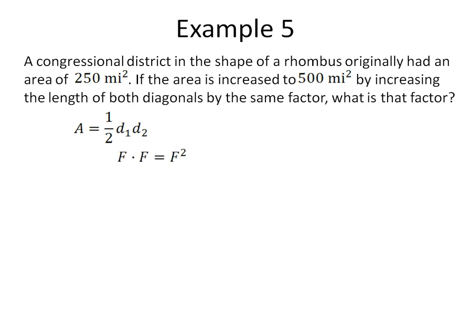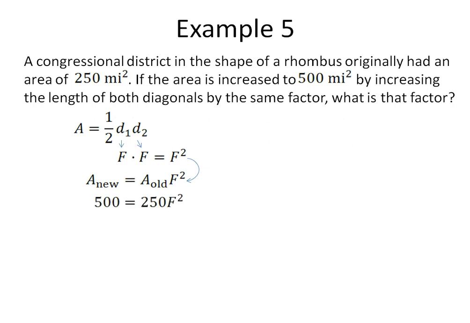So we put in our factors. So we want f and f because we're looking for that. So f times f is equal to f squared. Okay, 1 f comes from the first diagonal, 1 f comes from the second diagonal. Okay, so the area of the new is equal to the area of the old times this factor f squared.